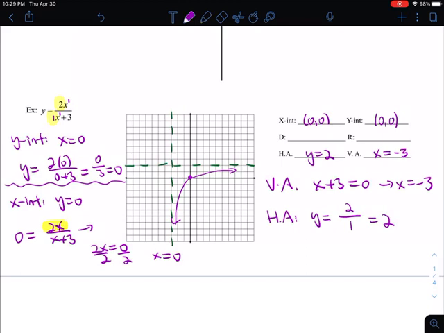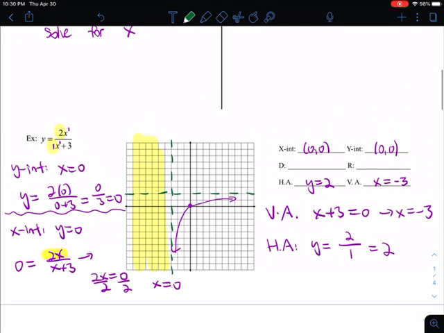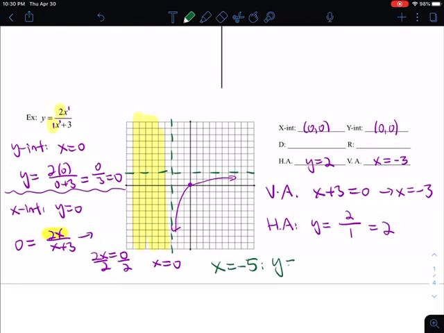What we can do is just pick a test point. Let's pick a point in this region that's highlighted. So let's pick an x value in that region. Let's say x is, I don't know, -5. I want to find what y is. Now I can just plug that into the equation. So y is equal to 2x, so 2 times -5, over -5 plus 3. That's -10 over -2, which is 5. So when x is -5, y is 5.